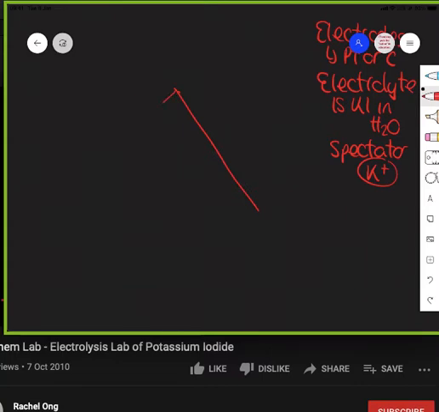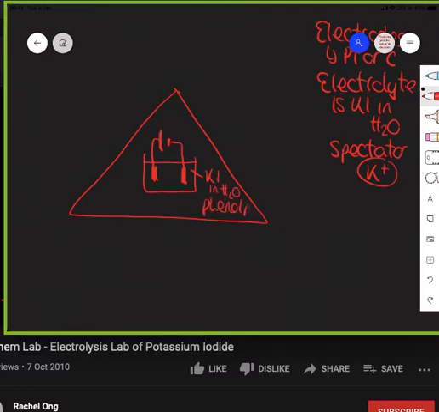Okay, I'm going to draw this small, you'll draw it bigger. So in terms of our diagram, big line, small line. They're very far apart, so apologies, they should be closer together. So we have big line, we have small line, we have our electrodes coming down. We have our KI in water, and we have the phenolphthalein.